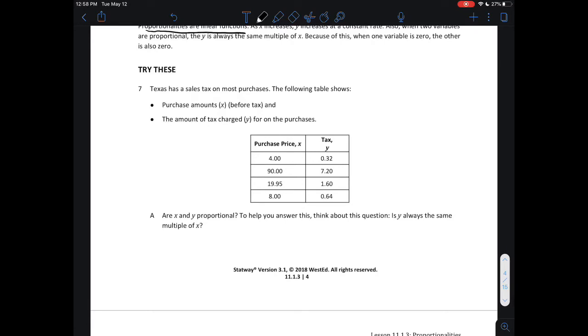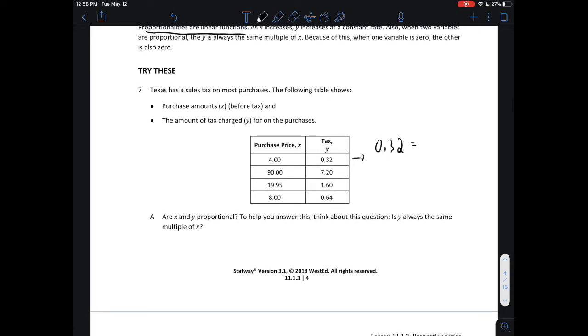So part A, are x and y proportional? To help you answer this, think about this question. Is y always the same multiple of x? So let's see. We want to think for the tax of 32 cents, 0.32, is that a multiple of x, which is $4? And is that multiple the same for the next tax amount?